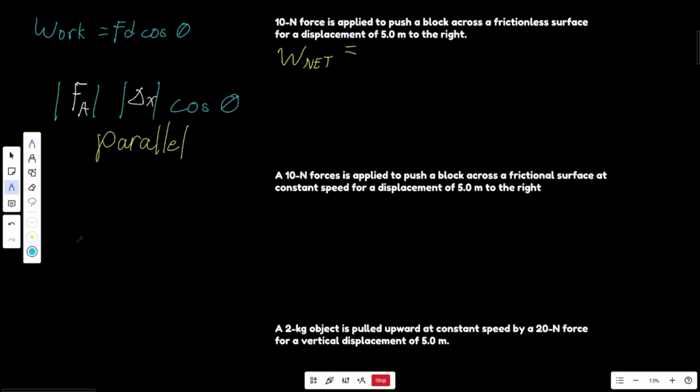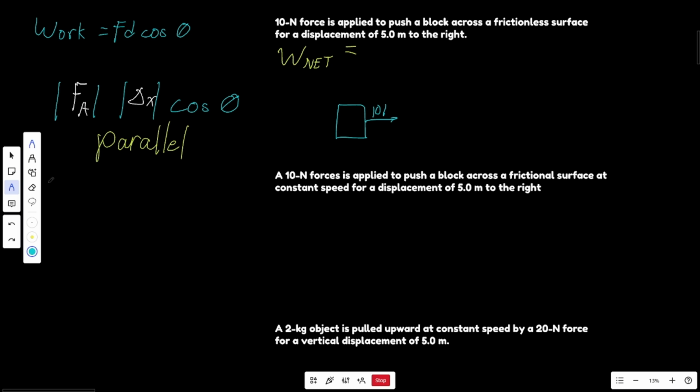So let's use our blue pen. We have the box and it's being pushed to the right. It's being pushed over there, and it's a 10 Newton force. There's also displacement, 5 meters to the right. And we want to get the work done. So there's no friction, so there's no opposing force here. The normal force exists still because it's on a surface.